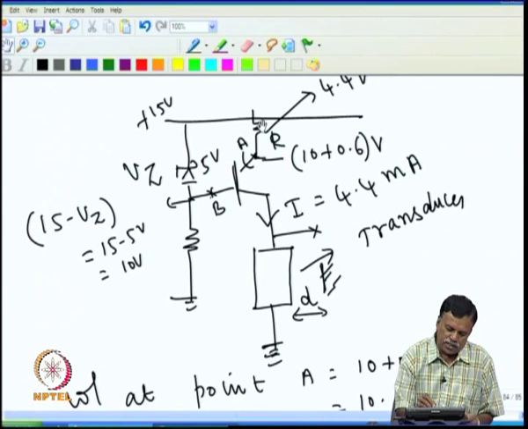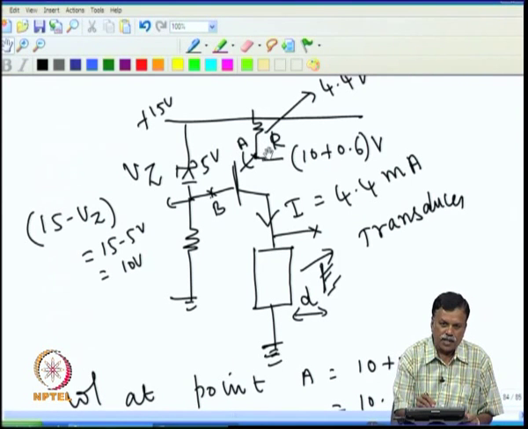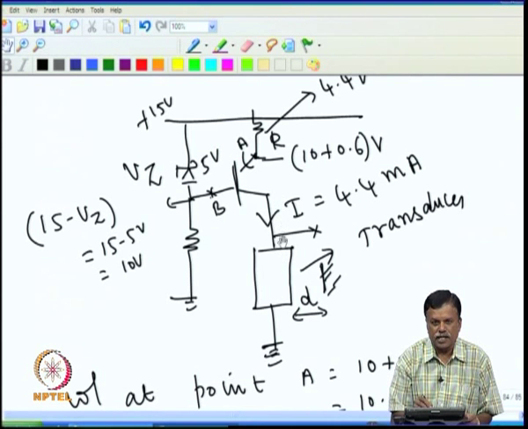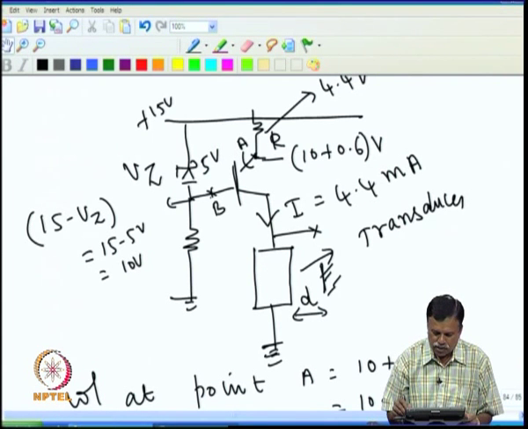The current which is set here, 4.4 milliampere, is constant as long as the temperature of the transistor is constant. If the temperature of the transistor changes, then this current of 4.4 milliampere also changes, because when temperature changes, the base emitter voltage changes and then the available voltage across this changes, and the net result is the current flowing through this changes. So, effectively that will compensate the temperature drift. This is a method which is used extensively. We will see this now in detail.